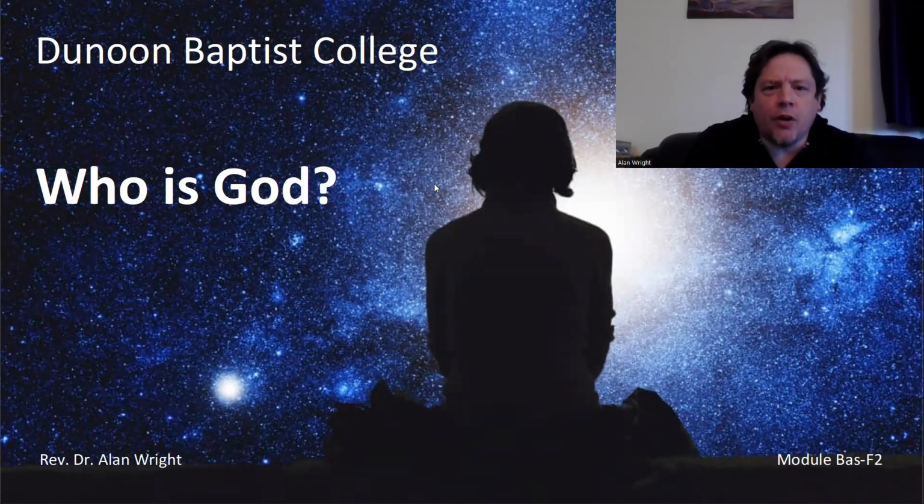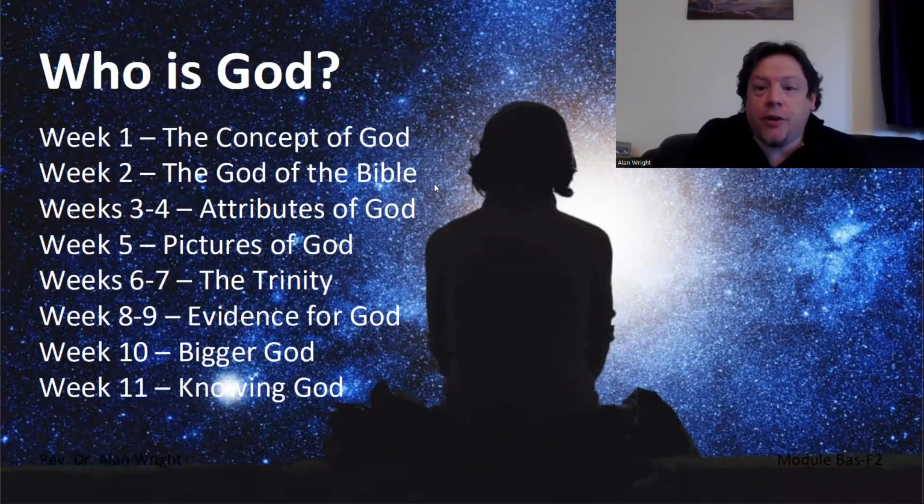This week we're moving on to look at the evidence for God. So let me bring you to that point to see how it fits together. We've looked first of all at the concept of God, how people have different ideas of what there might be out there, whether there's a God or not. And then we looked at the God of the Bible, what he is like and how he describes himself, his names, the pictures of God, and what he is like as a Trinity.